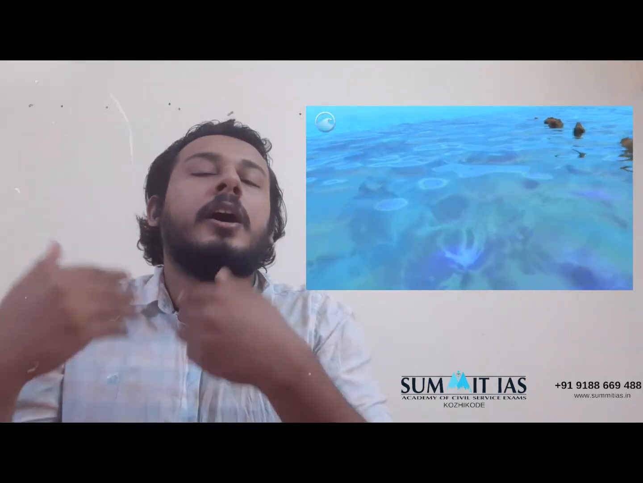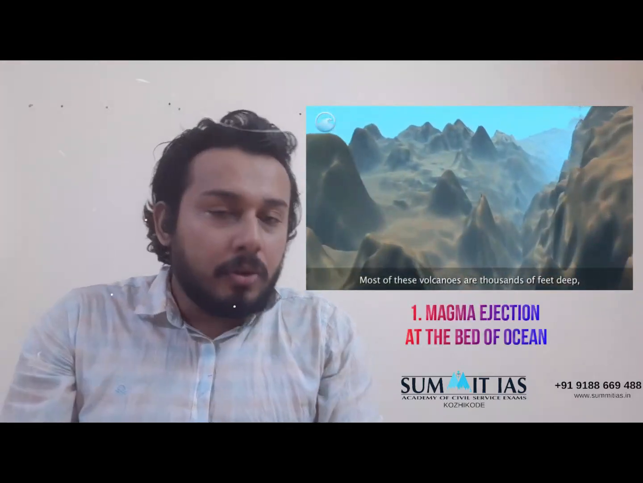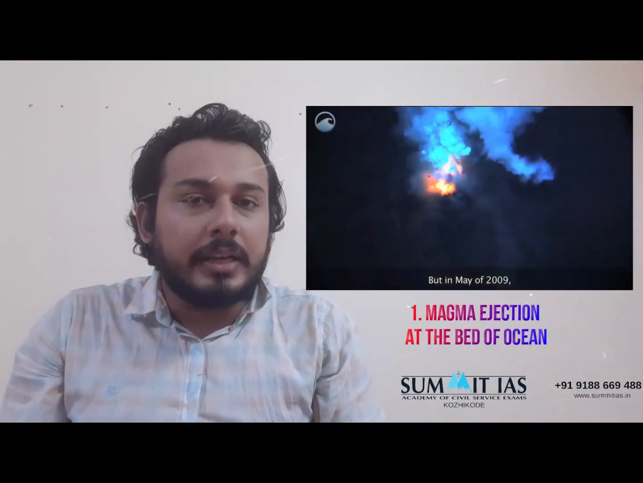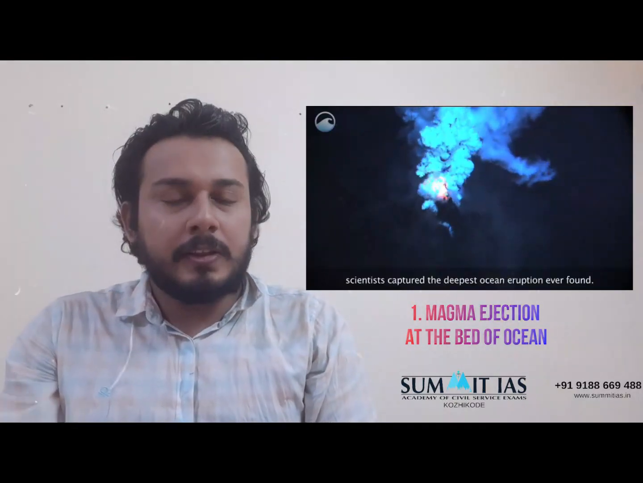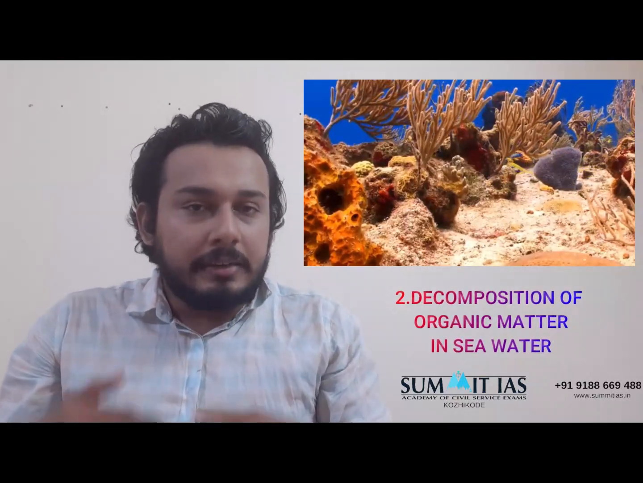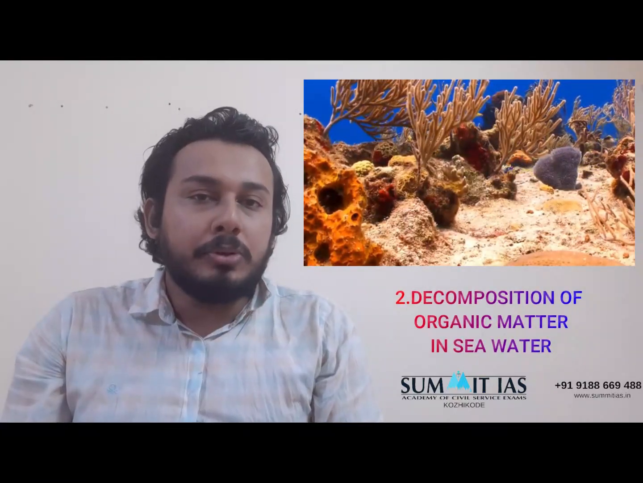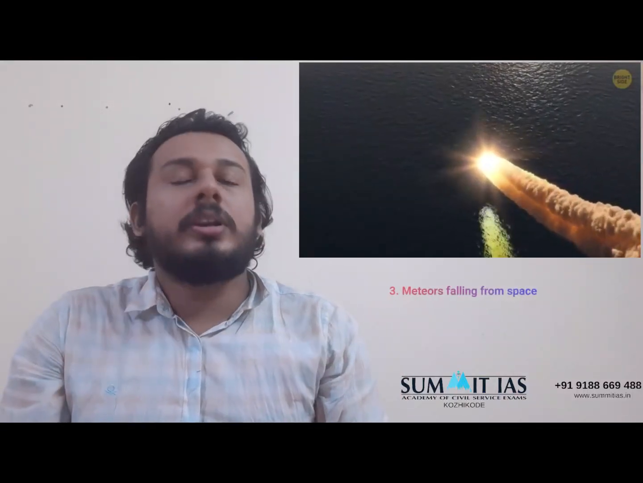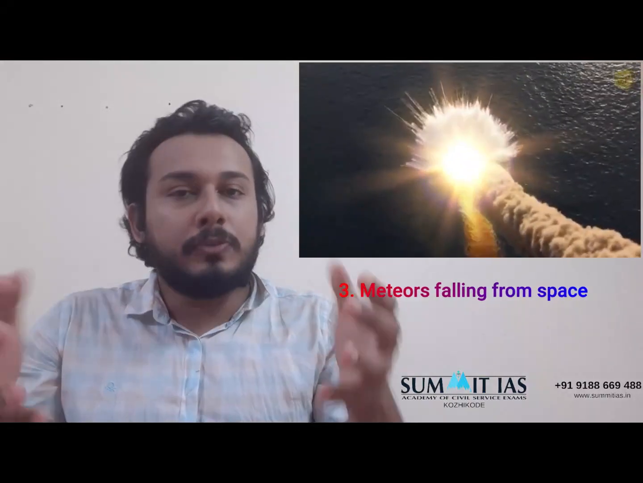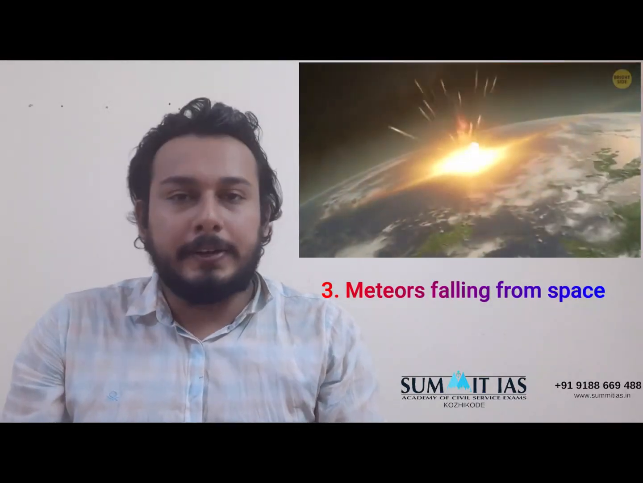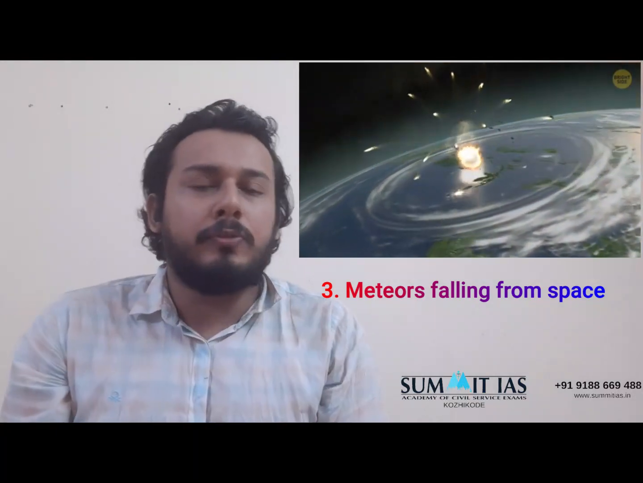One is magma ejection at the bed of the ocean. So from the interior of Earth, some salt content is added to the water. Second, there are different flora and fauna, that is animals and plants, living inside the ocean. When they die, the body decomposes, which adds salt to the oceanic water. And also there are meteors coming from space which fall onto the water, which also adds salt content. So that's about the salinity of water.